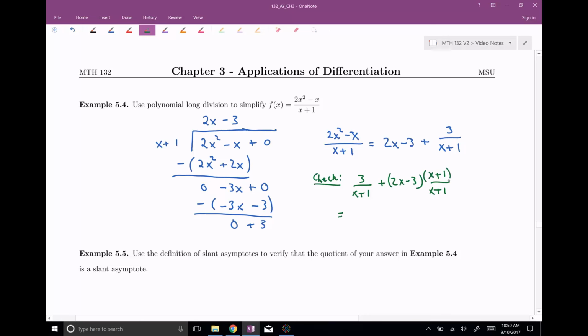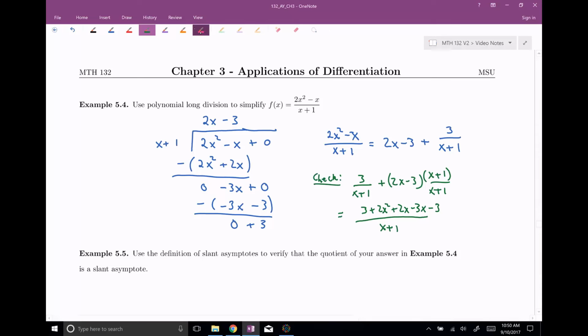Here we would have 3. We have our common denominator, x plus 1, but we need to FOIL this out. So let's see what we would get. The 2x times the x would be 2x squared. The 2x times 1 would be plus 2x. Negative 3 times x would be negative 3x, and negative 3 times 1 would be negative 3.